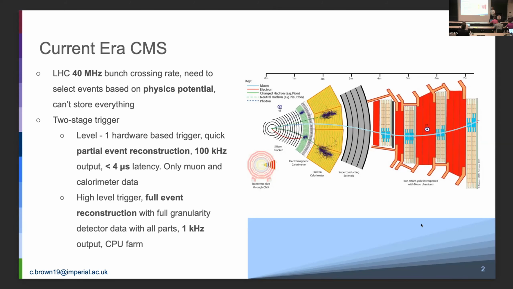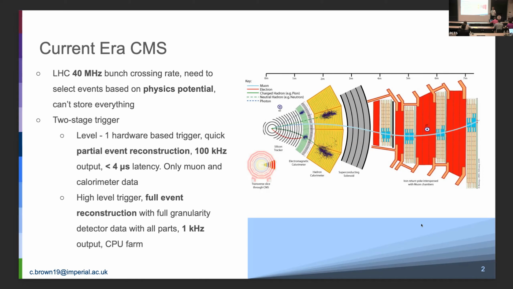The first stage is this level 1 hardware-based trigger. And so this does very quick and dirty partial event reconstruction. We have 100 kilohertz output, and it does all of this in about 4 microseconds per event. Because it's quite quick, we have to use just the calorimeter and muon data. So we don't use any of the tracker data at all because we just don't have time to get through all of that data.